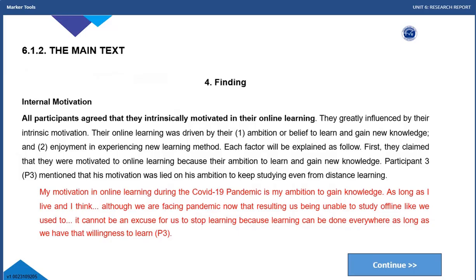Now let's see an example. This one is the findings from qualitative data analysis. Here, you can see that internal motivation is a title, and all participants agreed that they are intrinsically motivated in their online learning. It means that this is a main idea, the main finding. The red one is a quotation from participant number 3, the interview.